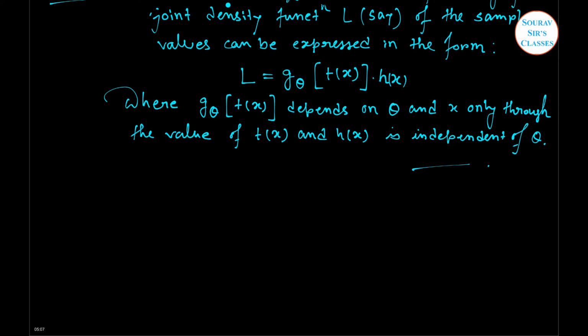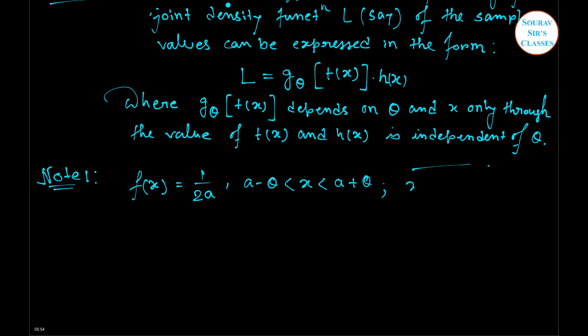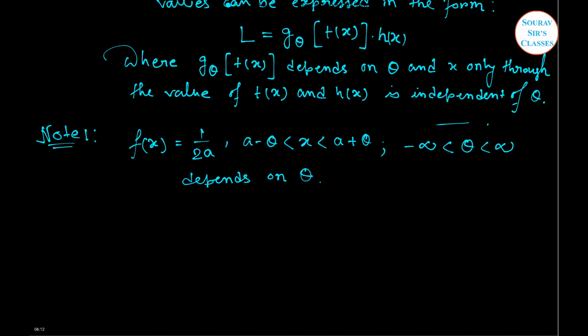Now I give you some notes about this theorem. Note number one: it should be clearly understood that by a function independent of theta, we not only mean that it does not involve theta, but also that its domain does not contain theta. For example, the function f(x) equal to 1 by 2a, a minus theta less than x less than a plus theta, where minus infinity less than theta less than infinity, depends on theta. Okay, got it?